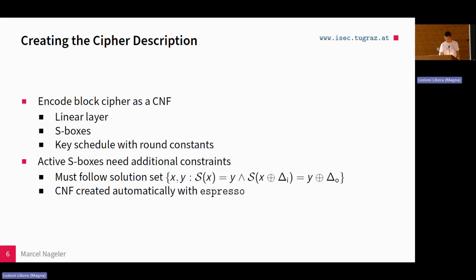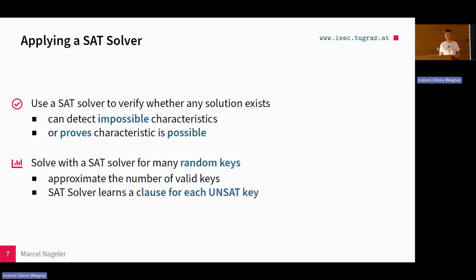Now, what can we do with it? Well, the simplest thing is that we have the characteristic description and we just let the SAT solver solve it. With that, we can detect impossible characteristics, because if the SAT solver says there's no solution, we know there can be no solution to this characteristic. Alternatively, if there is a solution, the SAT solver will give it to us. And then we also have a proof that the characteristic is possible, because we get a proper plaintext pair with an associated key that actually follows this characteristic. But that is only the start.